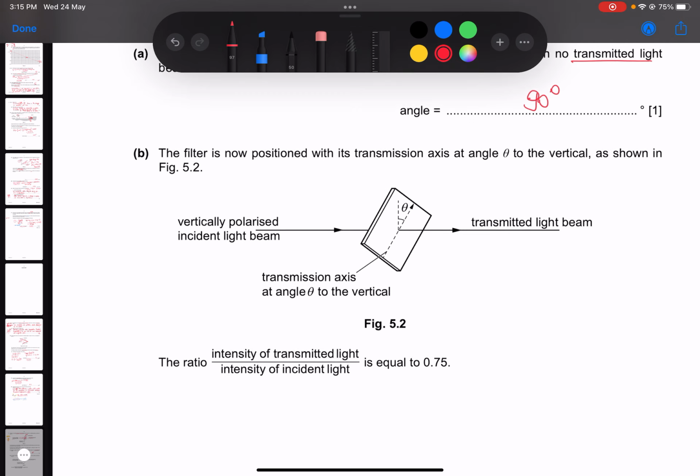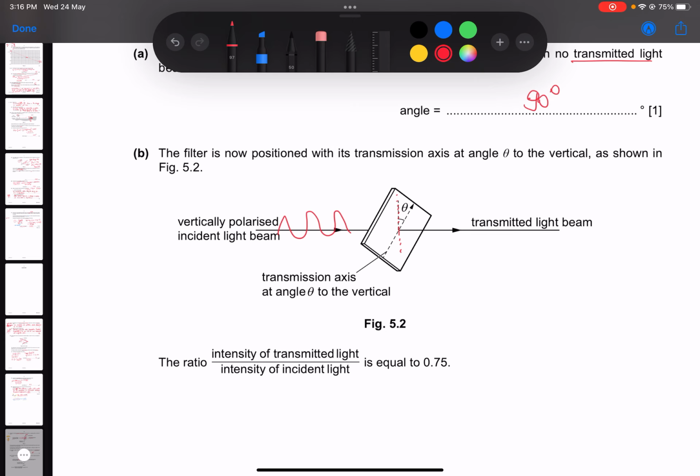The filter is now positioned with the transmission axis at angle theta to the vertical, which we don't know, slightly tilted, as shown here. It used to be like this before, so all was transmitted, but here it has been tilted a little bit. From 0 to 90, the transmission will decrease. At 90, it fully cuts, but very close to 0, it will transmit more. At 0, it will transmit 100%, because it's already this way. At 90, it will be 0.